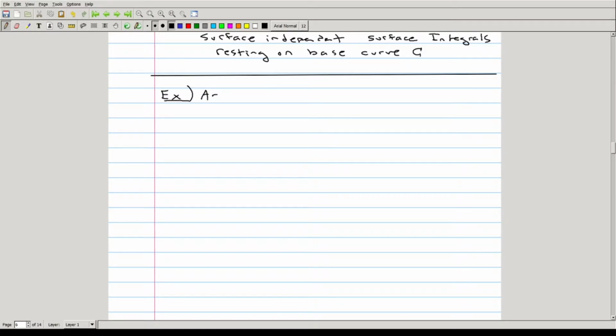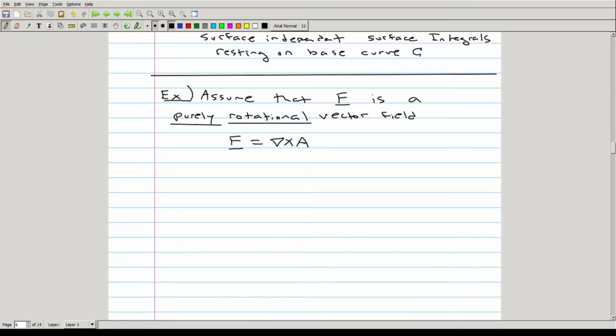So we'll assume that F is a purely rotational vector field. And you'll recall that what this means is that there exists some vector potential A such that F can be written as the curl of this vector potential A. And in order to apply Stokes' theorem in the proof, we're going to have to assume that A is C2, or twice continuously differentiable on our domain.